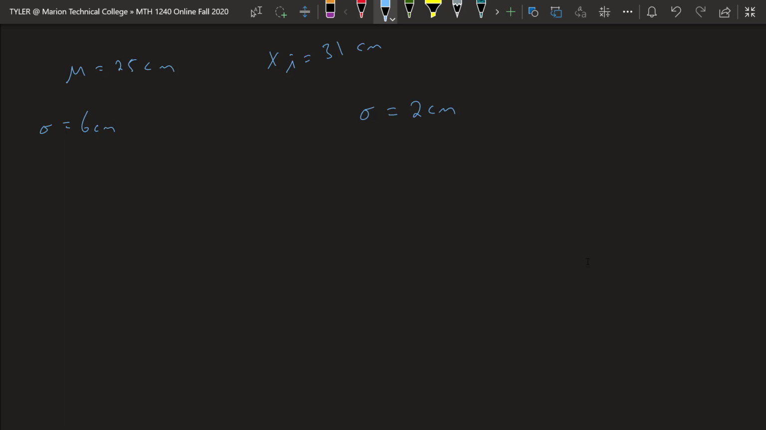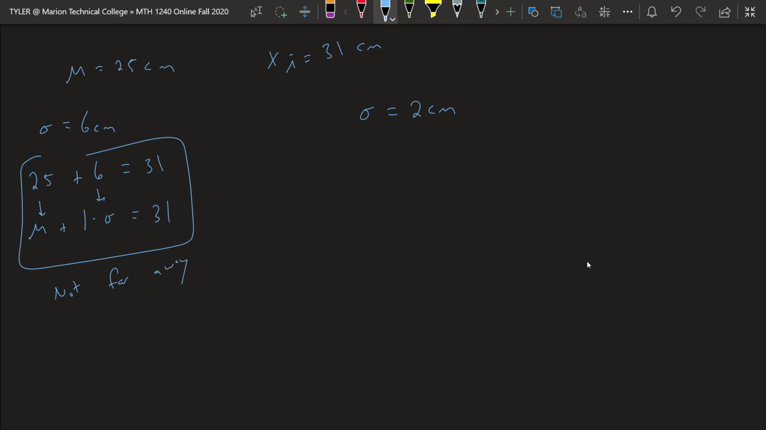So if I take 25 plus 6, that gets me to 31, right? In other words, the mean plus 1 times a standard deviation would equal 31, because 25 is the mean and 6 is 1 standard deviation. So we only have to go 1 standard deviation to get to that number. So that's not far away.